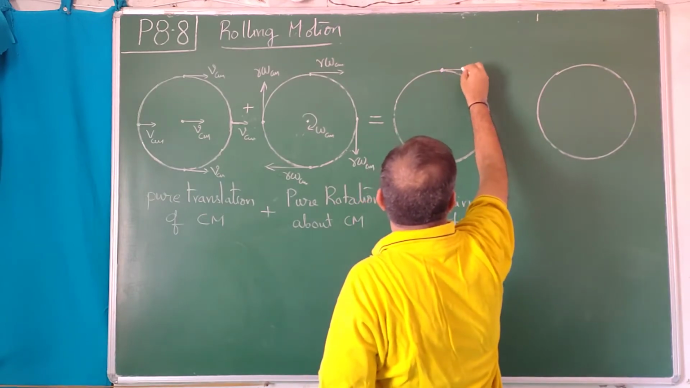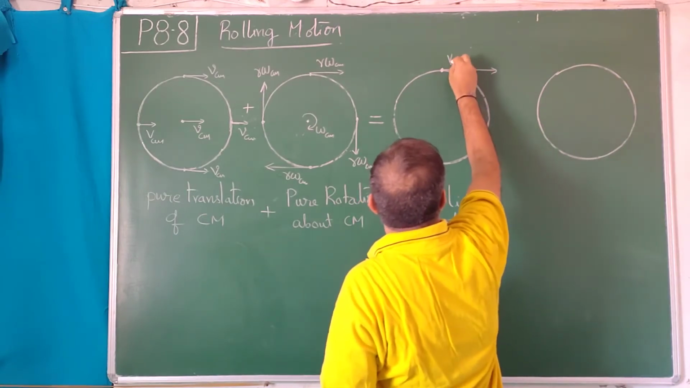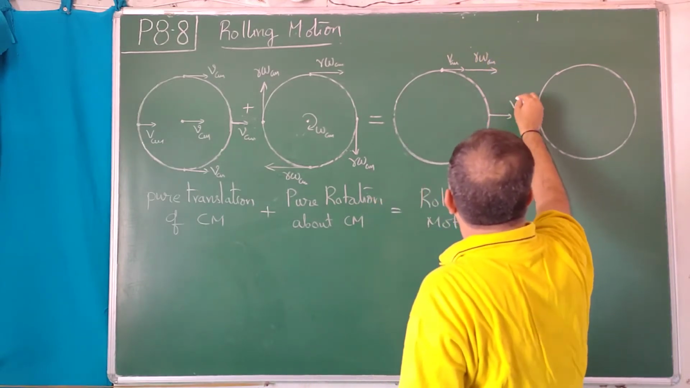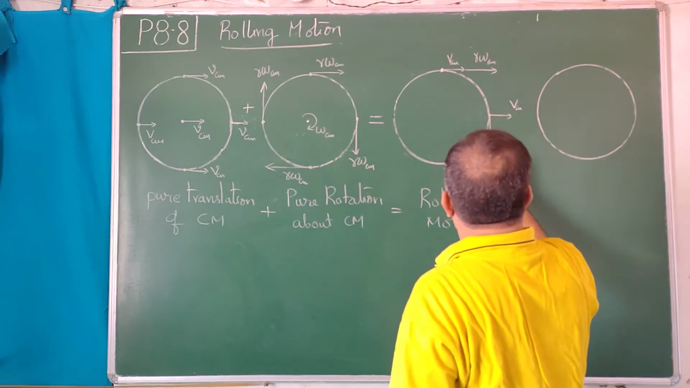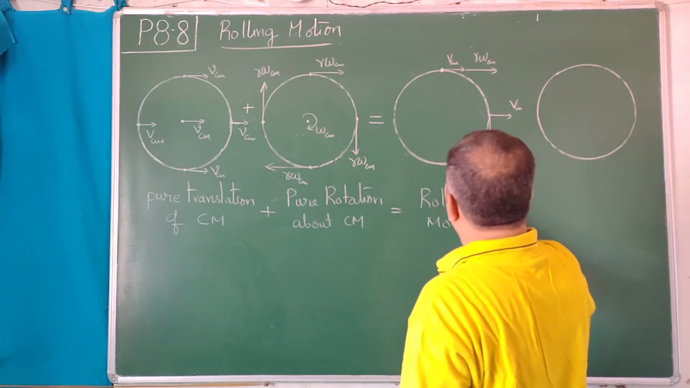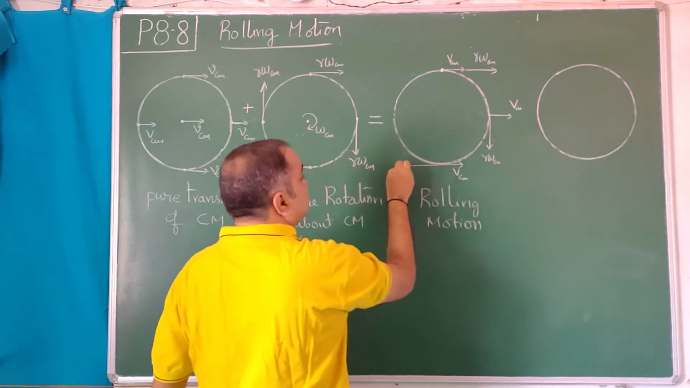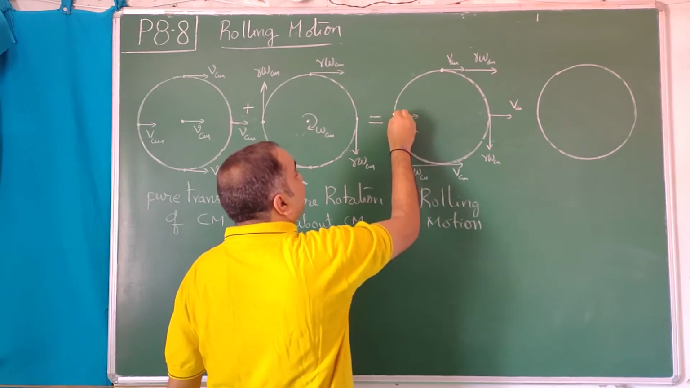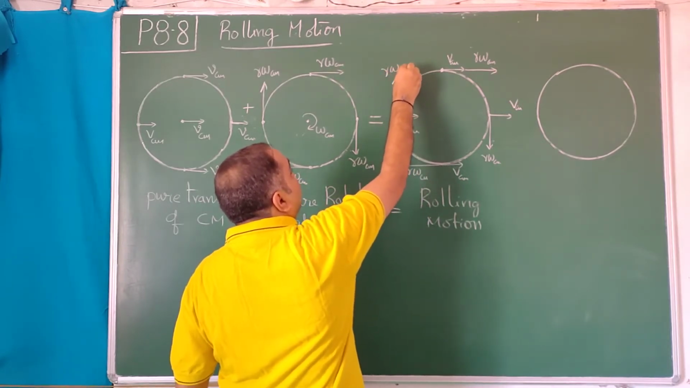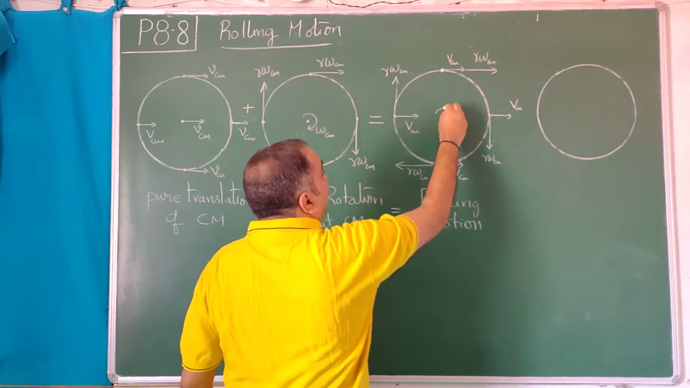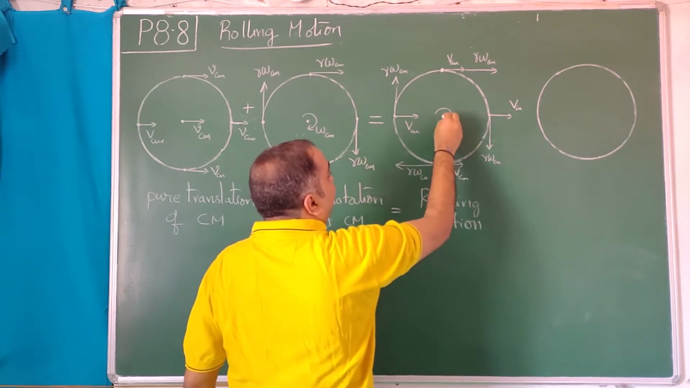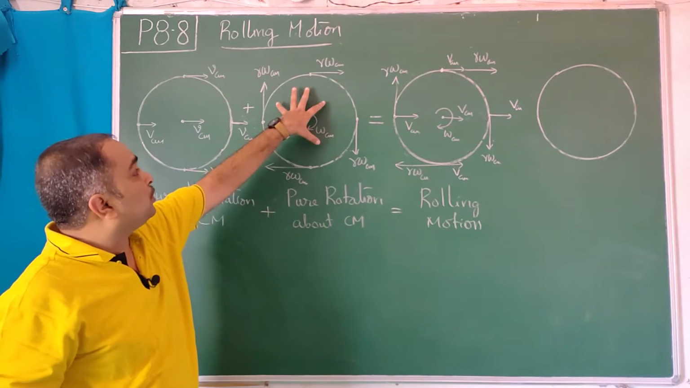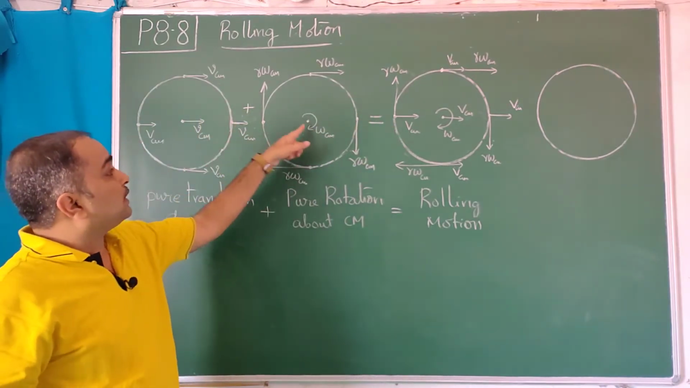So here you will have VCM plus r omega cm. Here VCM and this is r omega cm. Here VCM and like this r omega cm. This is VCM, this is r omega cm, and this point about which rotation is occurring, omega cm like this, and it also has VCM. Just what I have done is take this diagram and superimpose it on this, and you will get that. This plus this is equal to that.